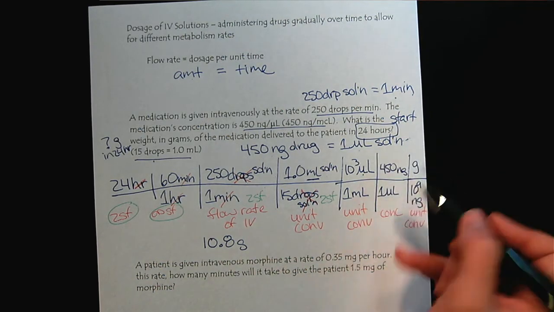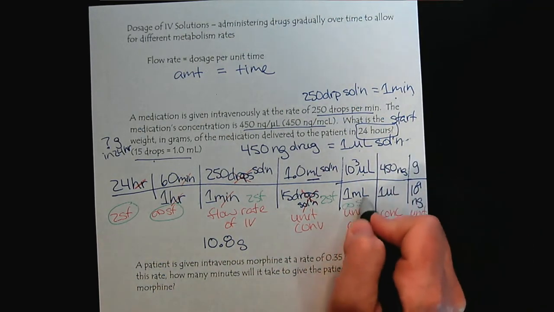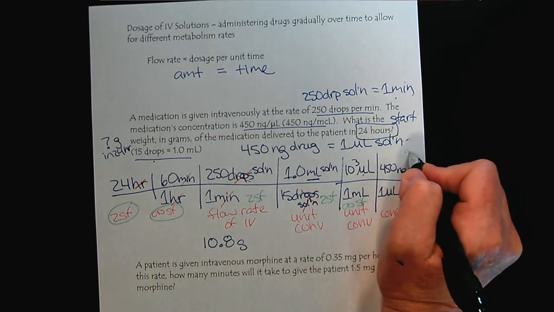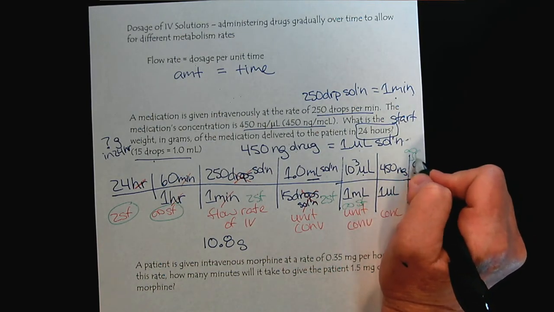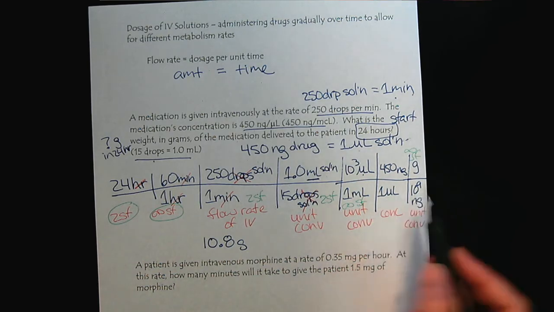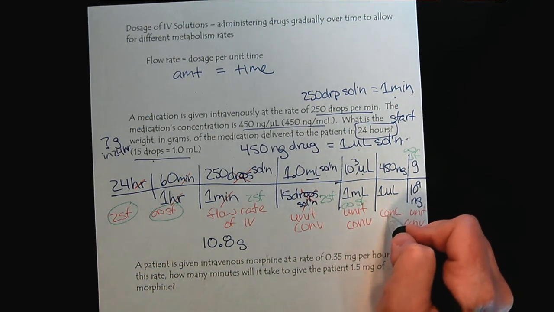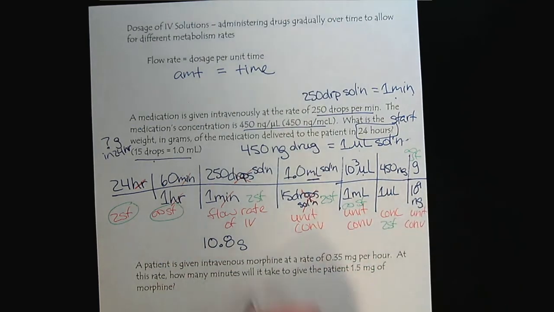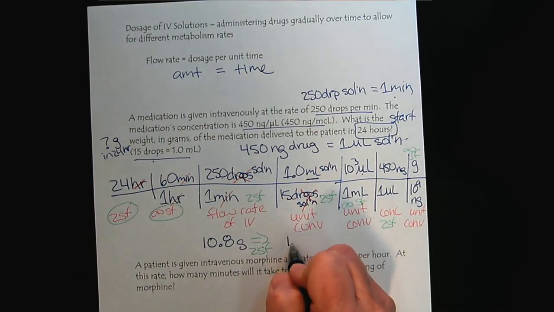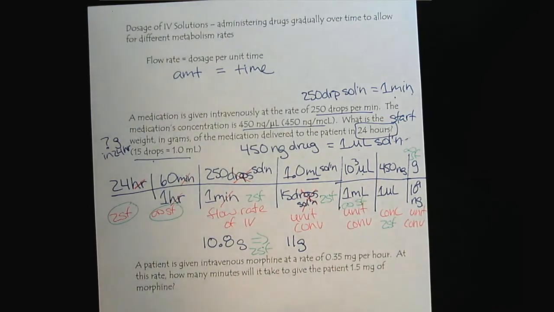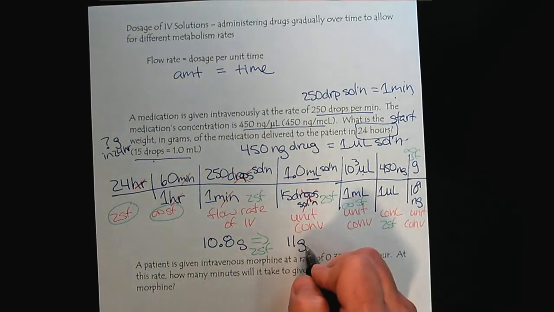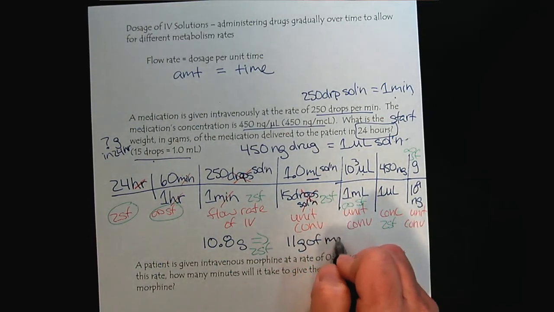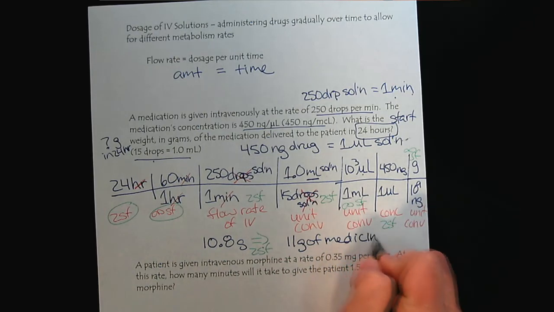The metric system conversions, those are defined. When they're defined, they have infinite sig figs, right? And then last but not least, we have the concentration of our IV solution, which is also 2 sig figs. So for our final result, you want to report it to 2 sig figs. So the patient is going to receive 11 grams of medicine in that 24 hours.